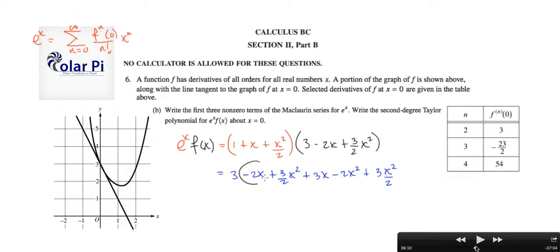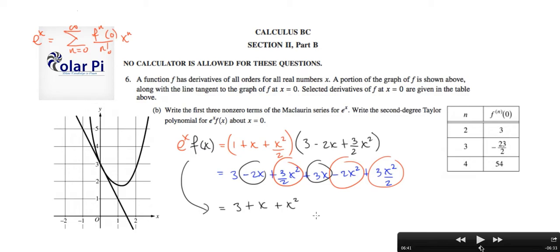And now let's highlight like terms. Those two are like terms. And then these guys are like terms. And so combining like terms, we see that the x times f of x Maclaurin series is going to look like that. And I was a little surprised that it worked out so well. So the 3 is 3. Let me make sure I didn't make a mistake.